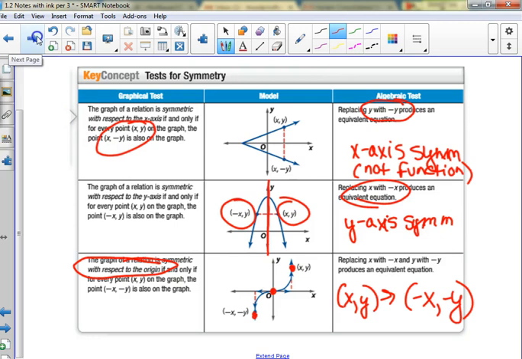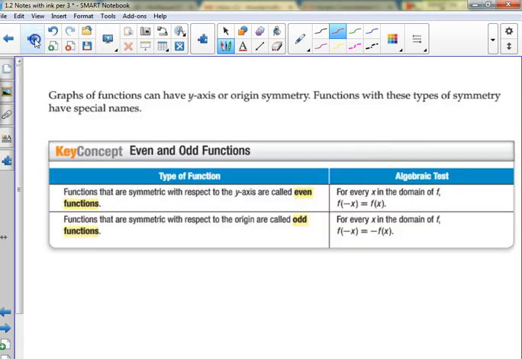All right, so we have this little chart. Wait a minute, just kidding. So an even function is one with symmetry with respect to the y-axis, and an odd function is one with symmetry with respect to the origin. Why isn't there a special name for x-axis symmetry? Not a function to begin with. Okay.